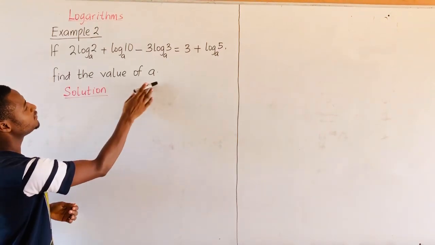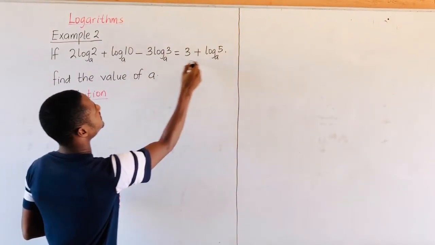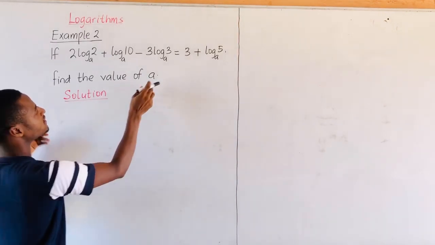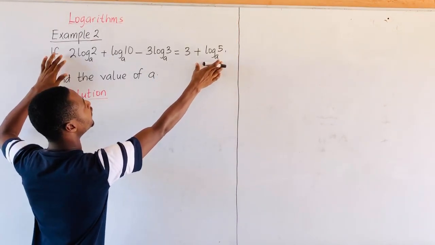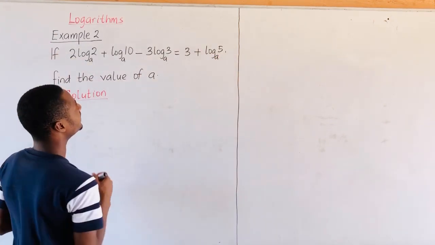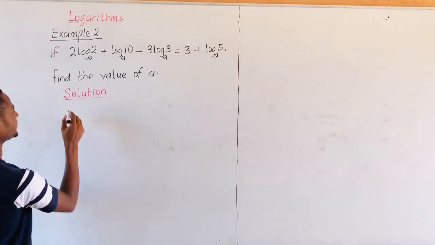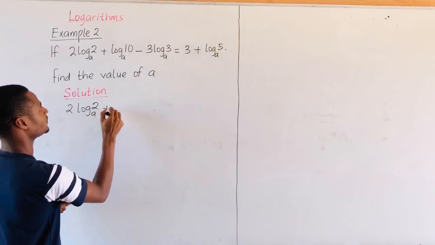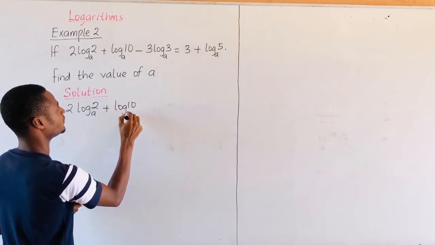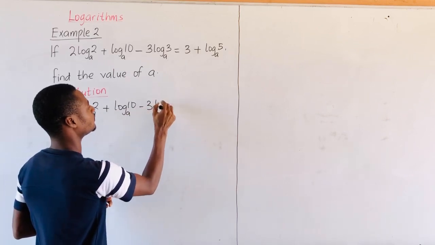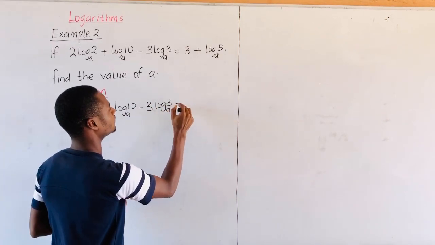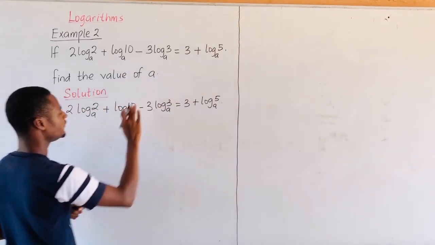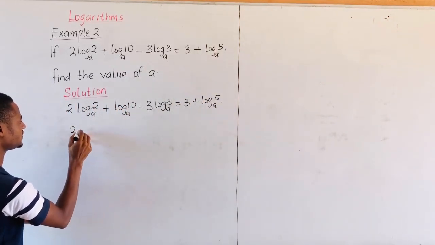Let's take our second example on this. Let's find the value of a from this given equation. First, in grouping like terms, we will move all the log terms to the left-hand side of the equation.